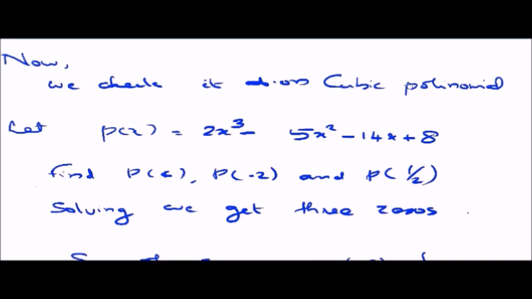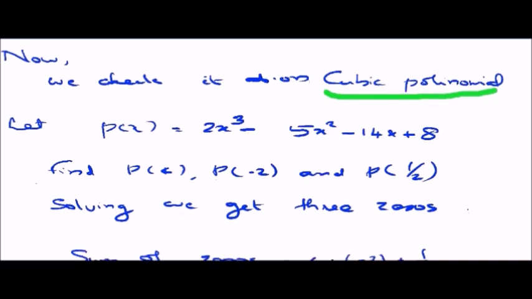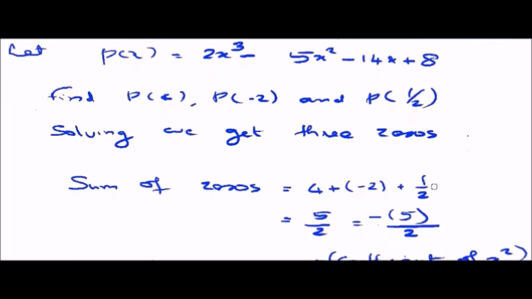We already went through the sum of zeros and product of zeros of a quadratic polynomial. Now we will go through the cubic polynomial. So, cubic polynomial is of degree 3. Let p of x is equal to 2x cube minus 5x square minus 14x plus 8. So we will find p of 4, p of minus 2 and p of 1 by 2. Solving this, we will get 3 zeros.